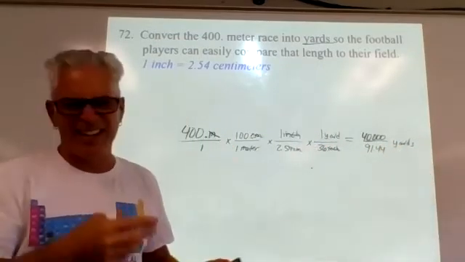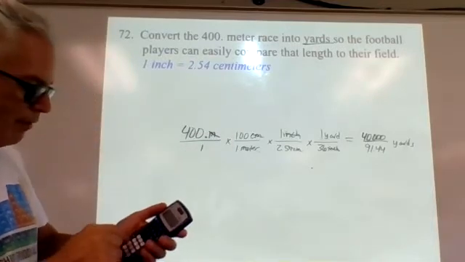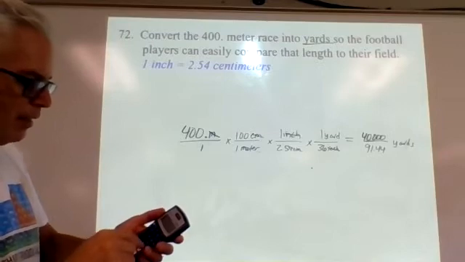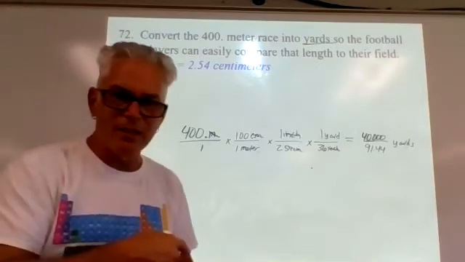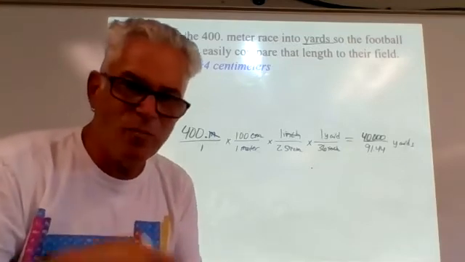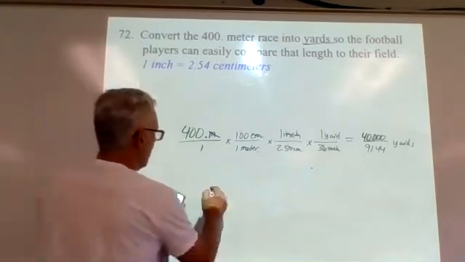Now that's kind of a silly number. That's a crazy fraction. So we're going to hit clear and we're going to divide it. 40,000 divided by 91.44. Don't just copy this. Do the math. Press the buttons. Be somebody. Do it. Do it.